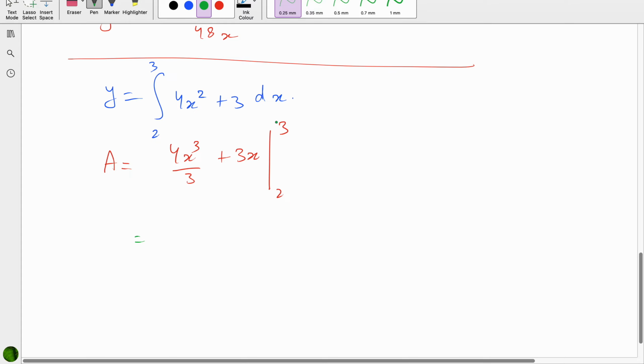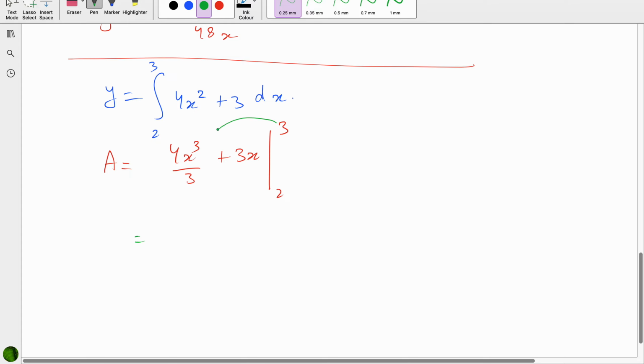Now we first place the upper limit and then the lower limit. So 4 into 3 cube by 3 plus 3 into 3, minus the lower limit: 4 into 2 cube over 3 plus 3 into 2. Now this is why we are not using plus c. If we had done that, there would be plus c here and plus c here, and because of this negative sign we get rid of that, so it's not required.